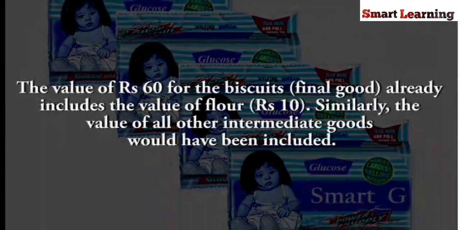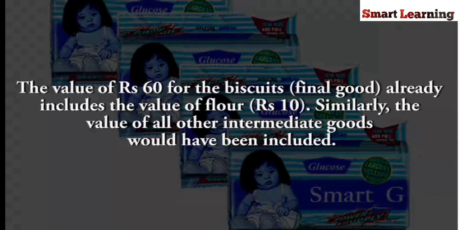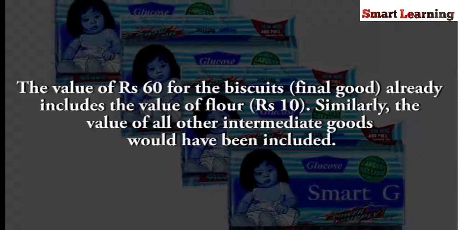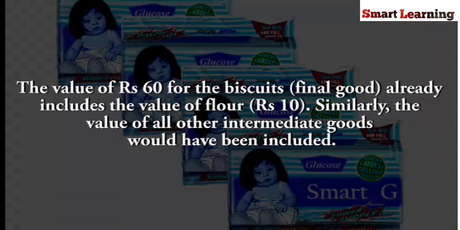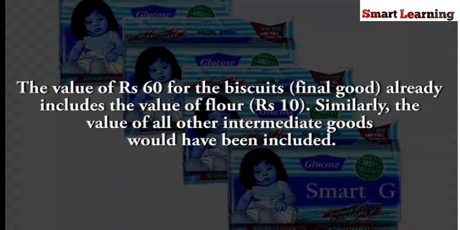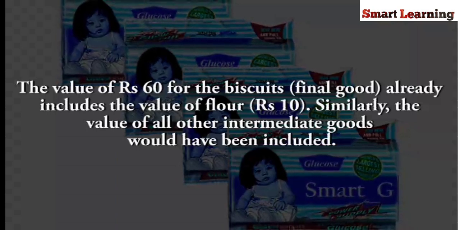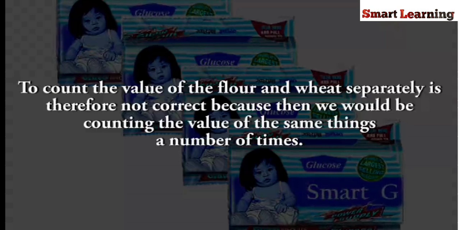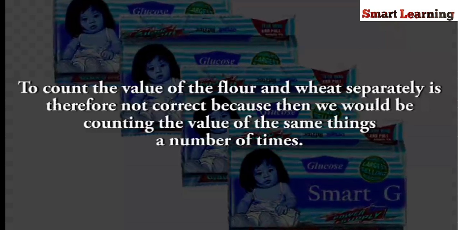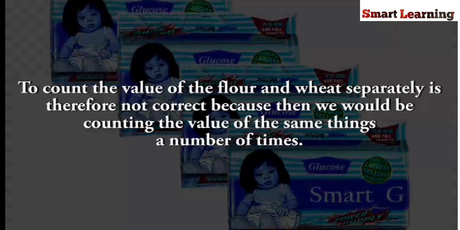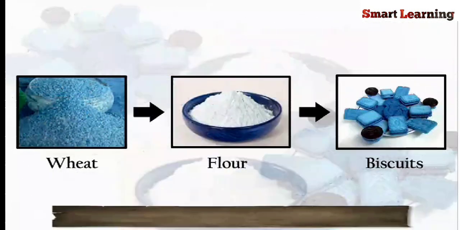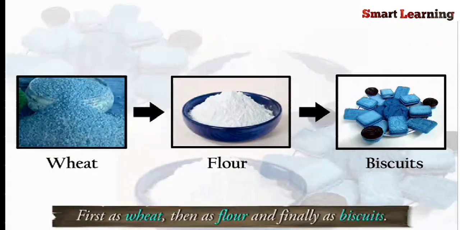Hence, the value of rupees 60 for the biscuits, which are the final good, already includes the value of flour at rupees 10. Similarly, the value of all other intermediate goods would have been included. To count the value of flour and wheat separately is therefore not correct, because then we would be counting the value of the same things a number of times. First as wheat, then as flour, and finally as biscuits.